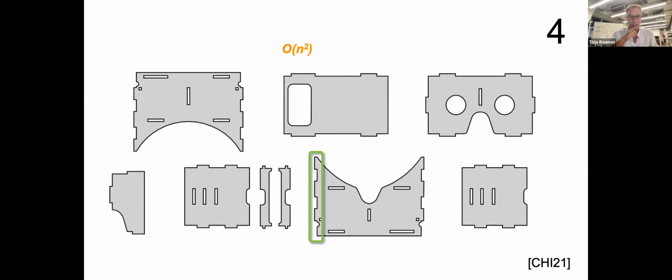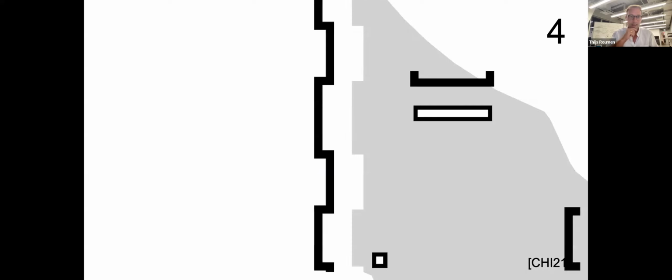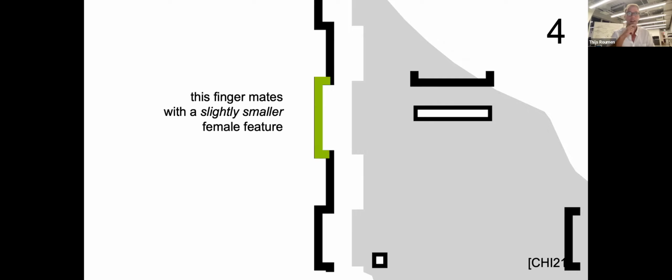Here's one of those joints, and let's zoom into this joint. The key thing to make this lookup table work is to find out what the key for the hash really is. Our initial intuition was to use the size of the finger as the key for the hash data structure. If we would find other cutouts that match this finger, we would be good. The problem though is that this finger wants to mate with a slightly smaller female feature.